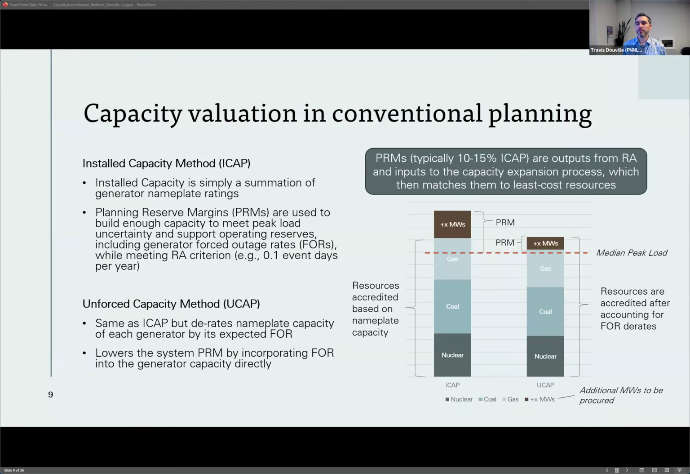Back to our feedback loop, what this ends up doing is lowering the overall PRM that needs to go back into the capacity expansion, because the forced outage rate has already been taken into account when you accredited the resource classes. UCAP thus requires more nameplate capacity of each generator type so that the appropriate allocation by resource type and the generation mix can be made earlier on, and fewer iterations are required to arrive at an adequate least cost system in the planning case, and fewer resources are cleared in the market case.